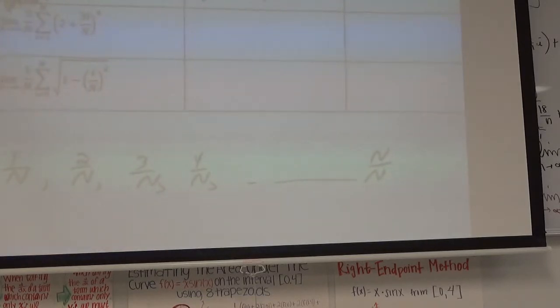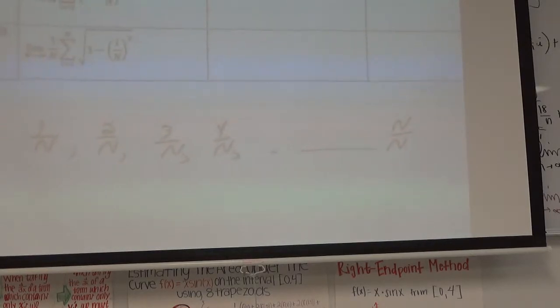But 1 over n represents the width of each rectangle. I guess I didn't tell you that part. I should have. Is this the right endpoint? It's the right endpoint method. So it's only right. So where are you starting? One. No, that's actually not where you're starting. The width of each rectangle is 1 over n.